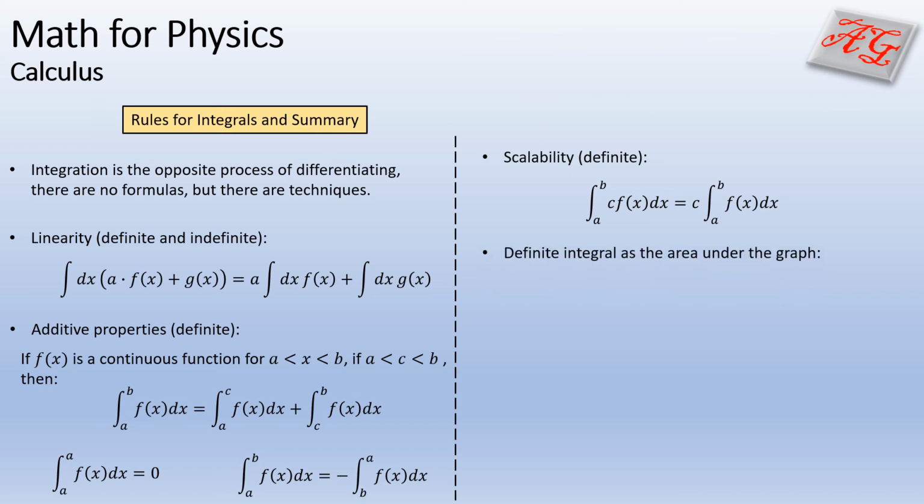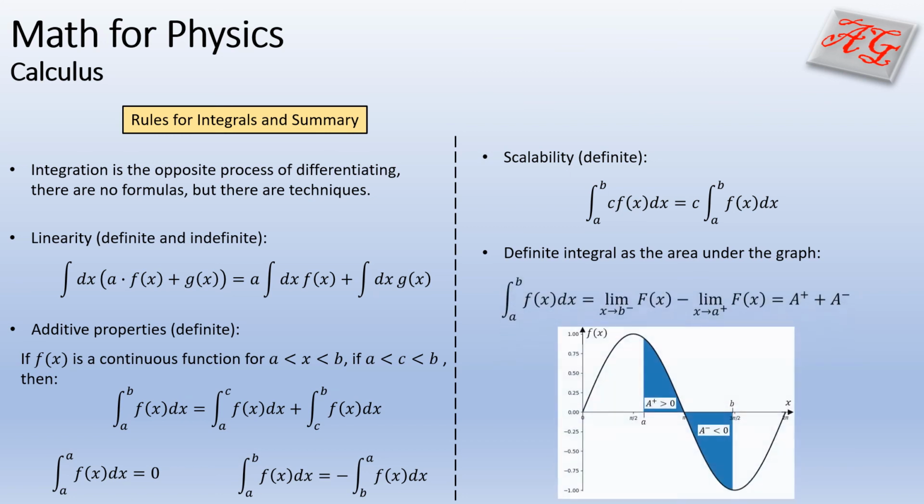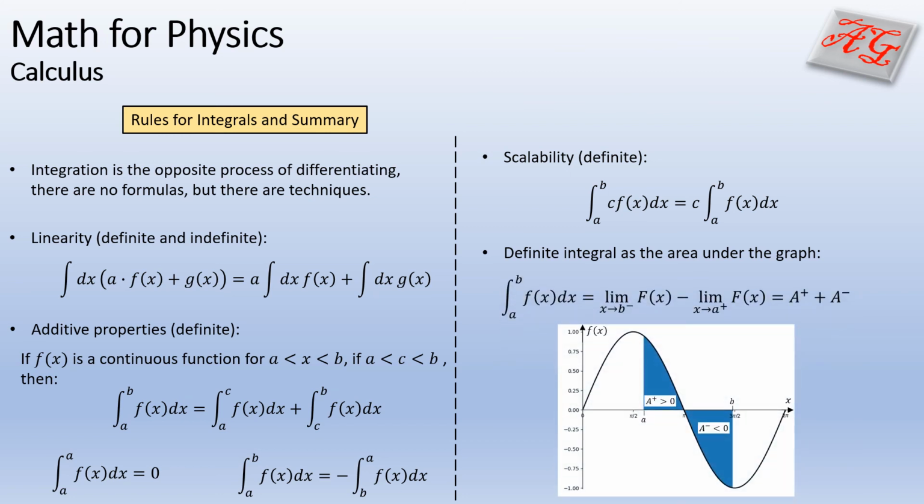Finally, the definite integral is the area under the curve. If you integrate a function from a to b and capital F of x is the integral, the area under the curve is the limit as x tends to b from the left of capital F of x minus the limit as x tends to a from the right of capital F of x. Important to remember is that when the area considered is over the x-axis, it is positive, and if the area considered is under the x-axis, then the area is negative.